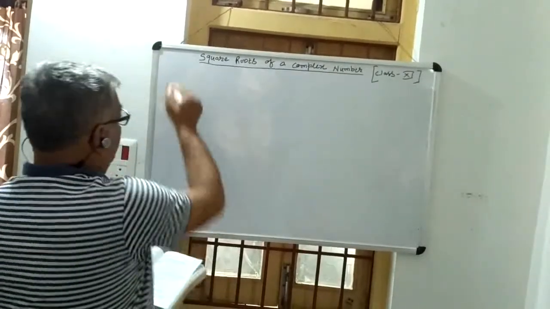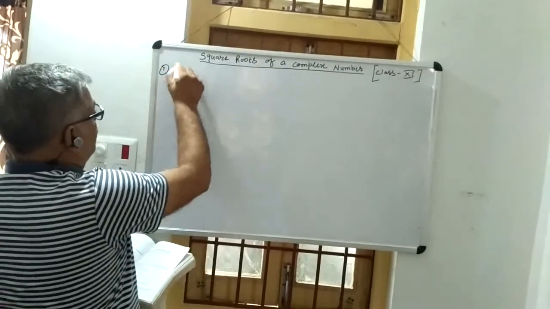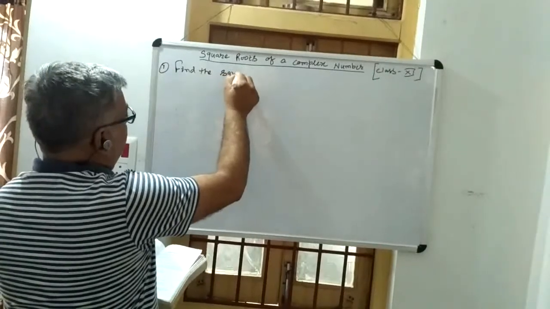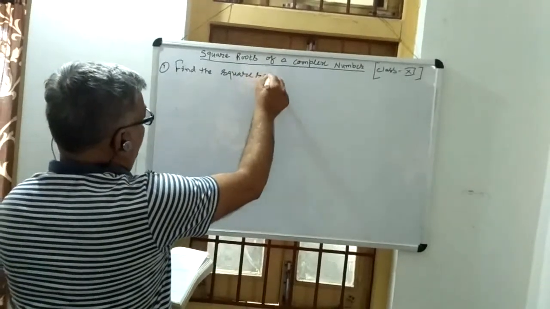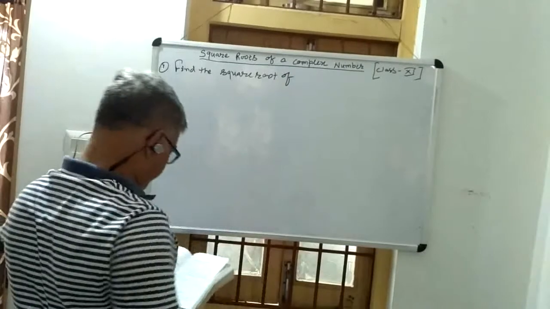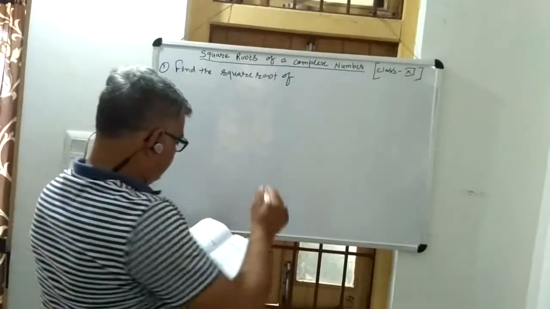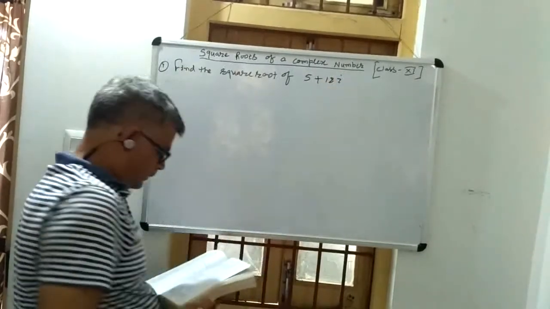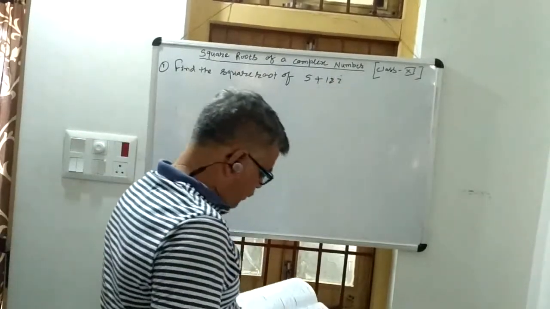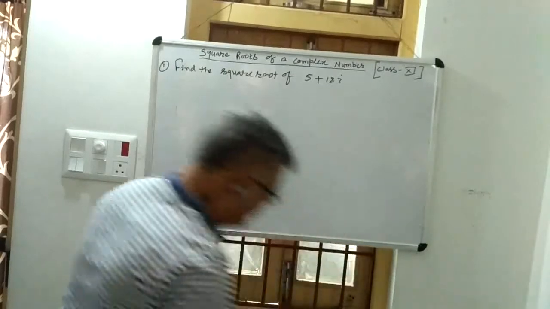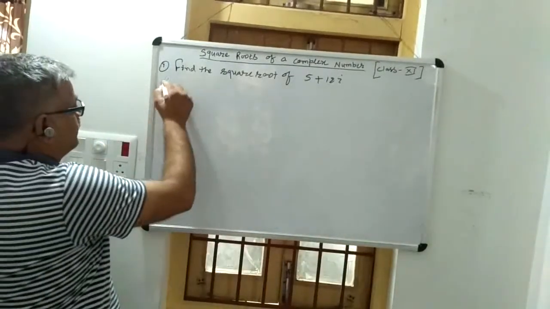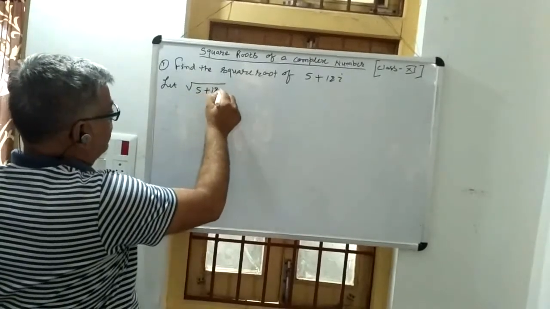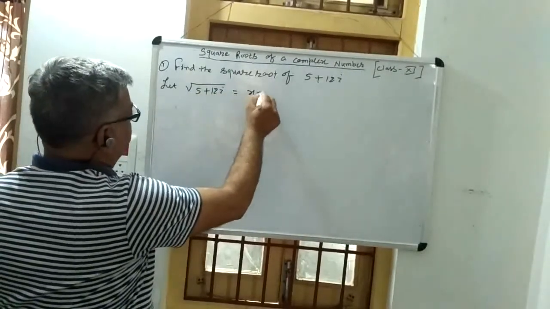find the square root of 5 plus 12i. This is a complex number whose square root is to be found. So let under root 5 plus 12i equal x plus iy.